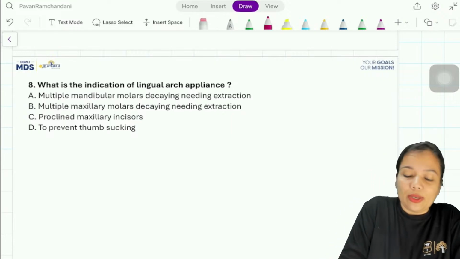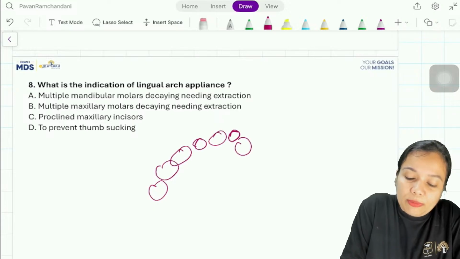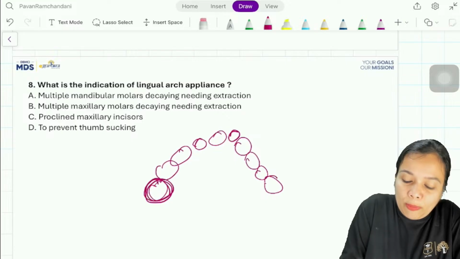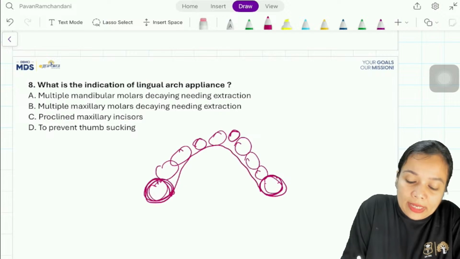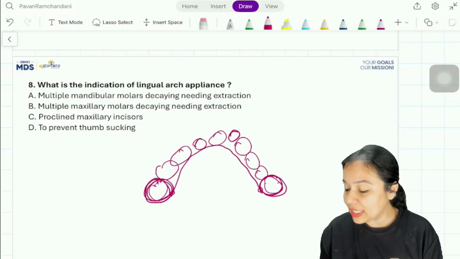So you all know what a lingual arch appliance is. So these are the teeth. Sorry for the beautiful diagram that I'm making. In a lingual arch appliance, you have two bands over here, and then there is a wire component that runs through like this. So this is the lingual arch. So what is the indication?